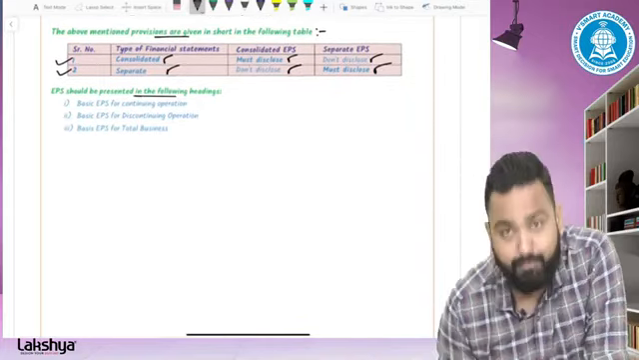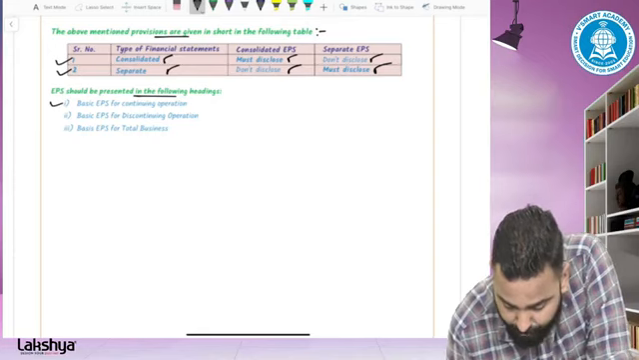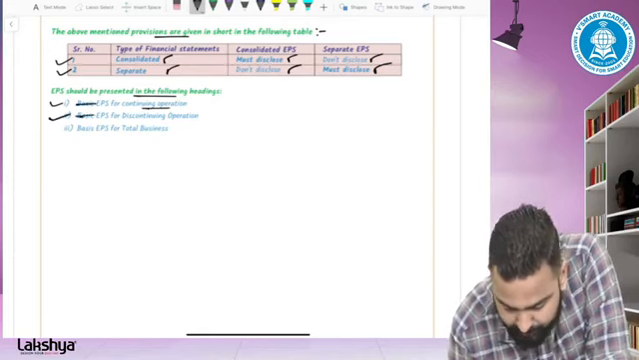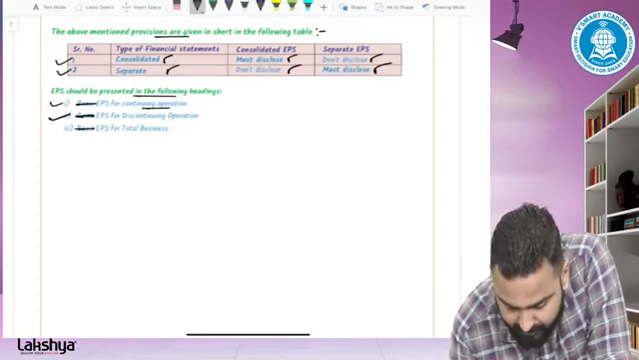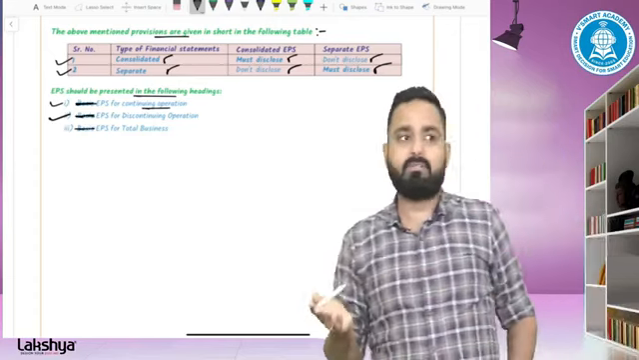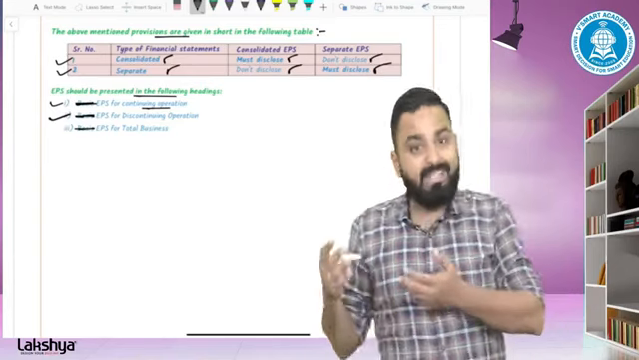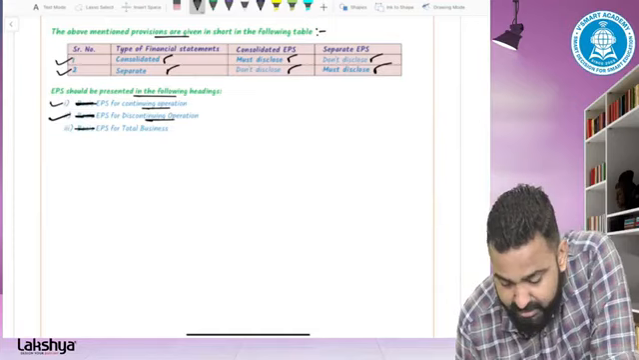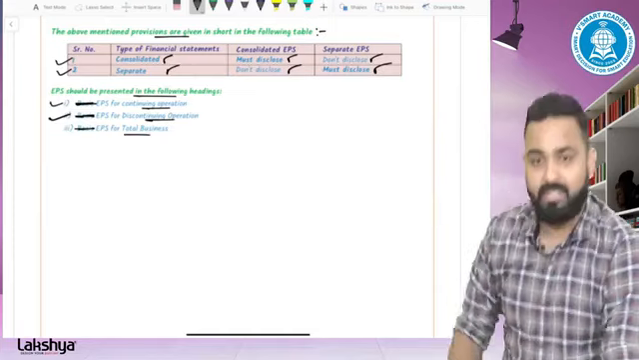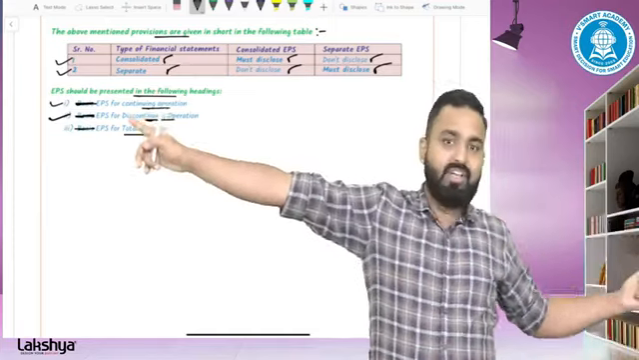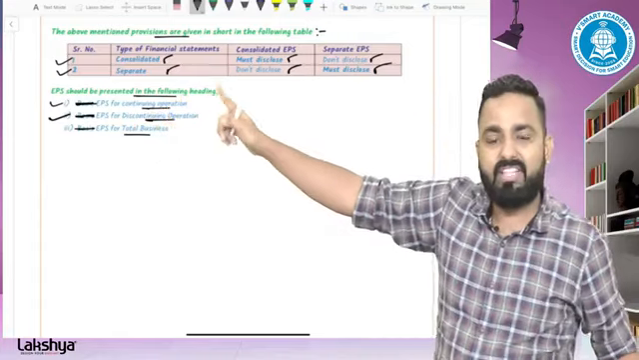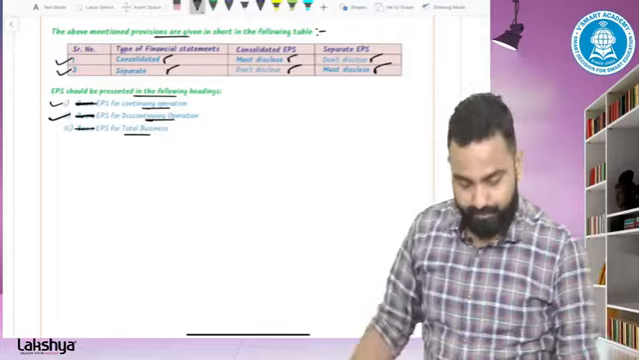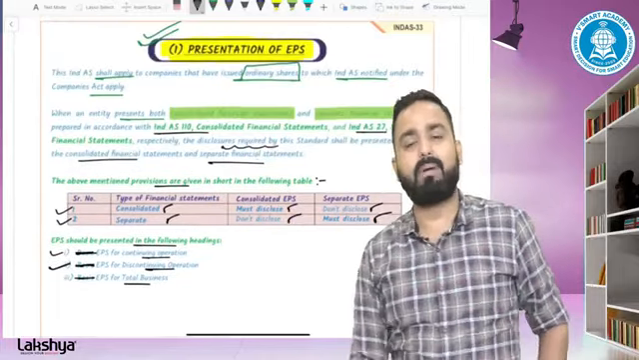EPS should be presented in the following headings. EPS for continuing operations, EPS for discontinuing operations, EPS for total business. Overall EPS can be basic, it can be diluted also. And we just saw these three headings in our statement of profit and loss account. Remember? So this is the presentation part.